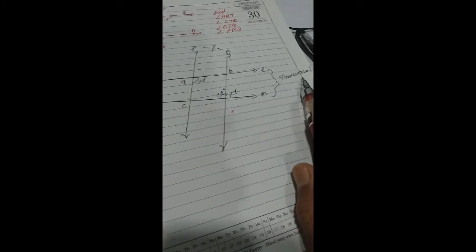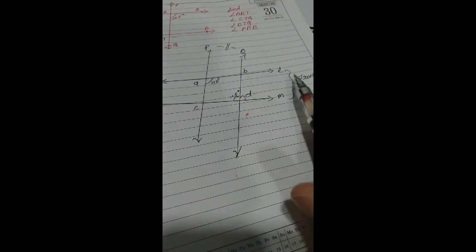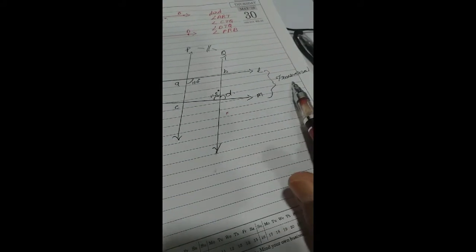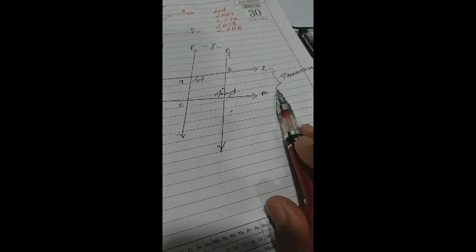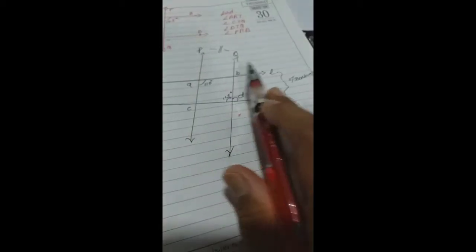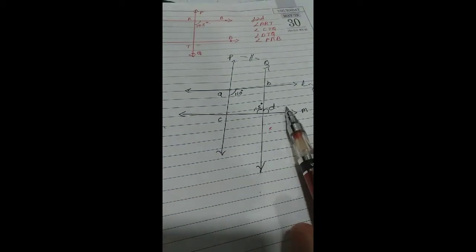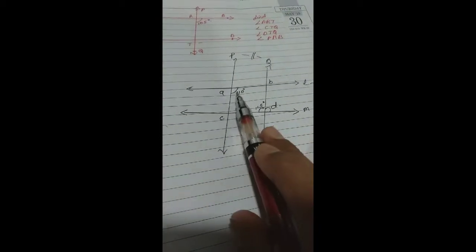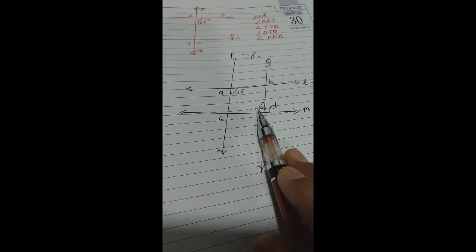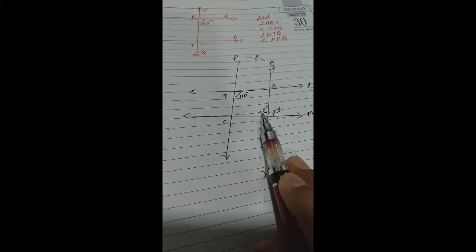P and Q are parallel and L and M are transversals. In order to avoid confusion, it's always better that in your question paper you mark your transversal with a pencil, so that you don't get confused between the parallel line and the transversal. Here we have to find angle A, B, C and D. Given is this angle is 110 degrees, this is 115 degrees.